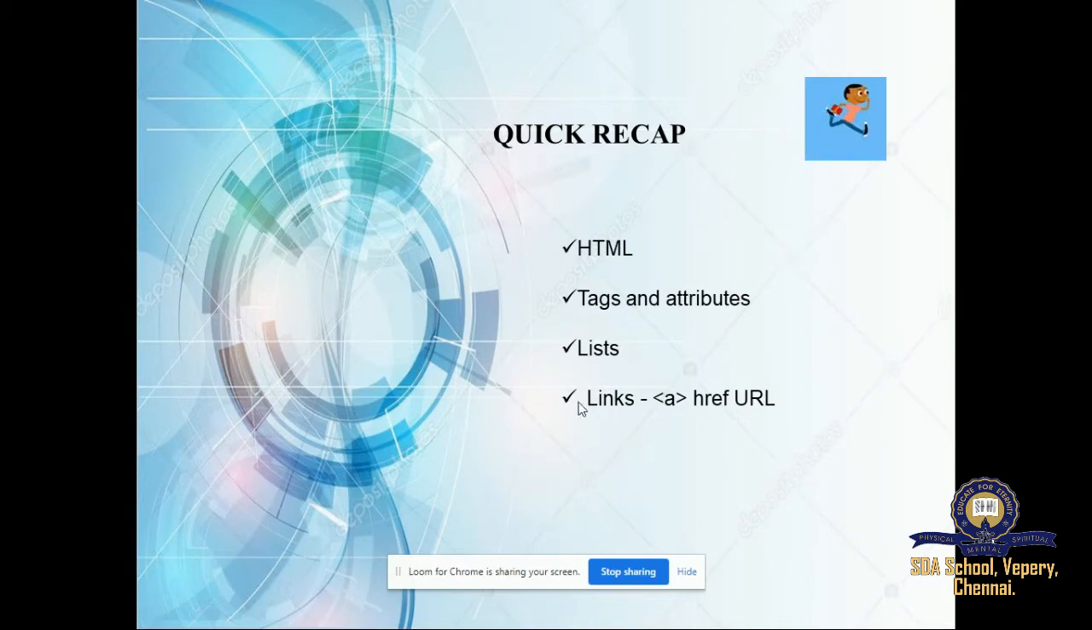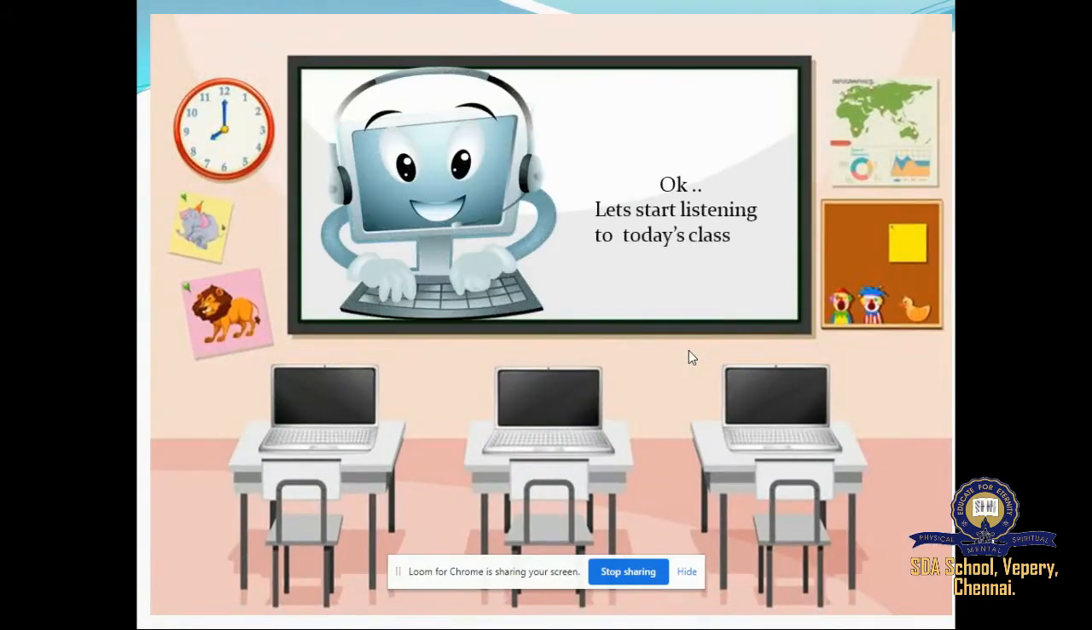In links, the tag used is the A tag, that is anchor tag, href, that is hyperlink reference, and URL is uniform resource locator. Okay, then comes the tables. We have seen an introduction to tables, that is the tags used in the tables and the elements. What is a table tag, what is table row and table heading, and what are the elements present in the tables. Okay, let's start listening to today's class.